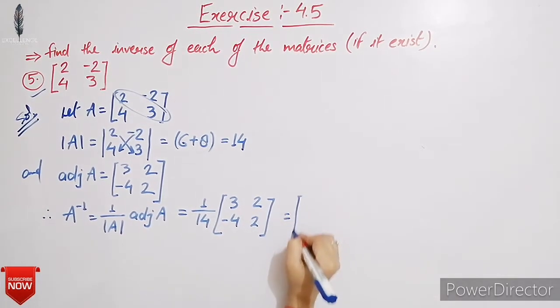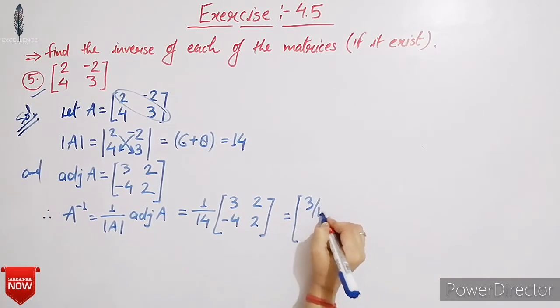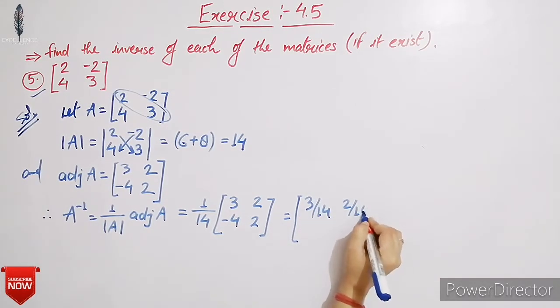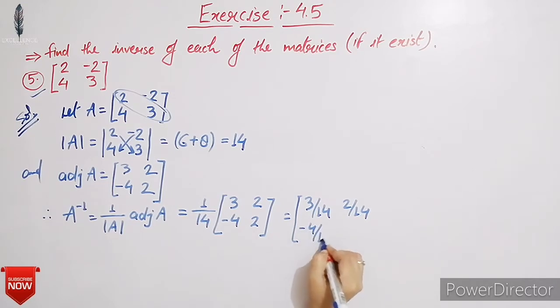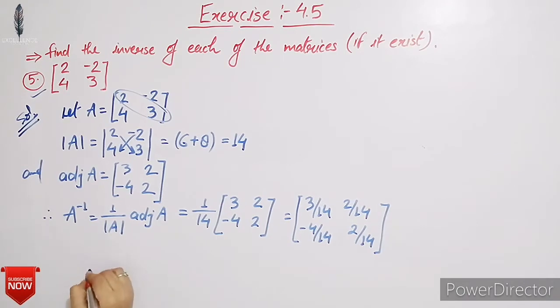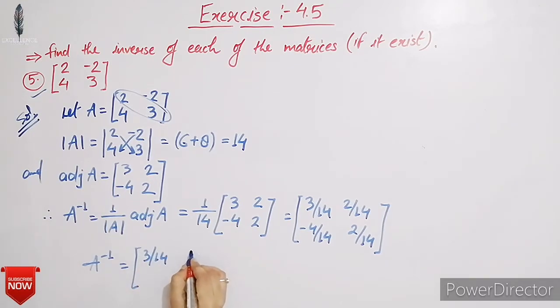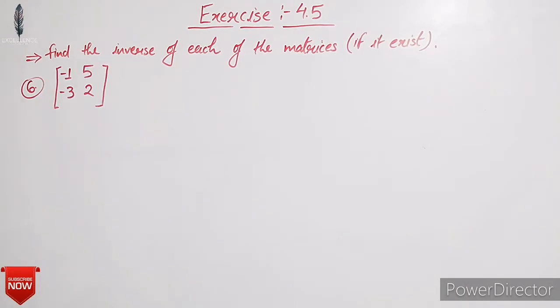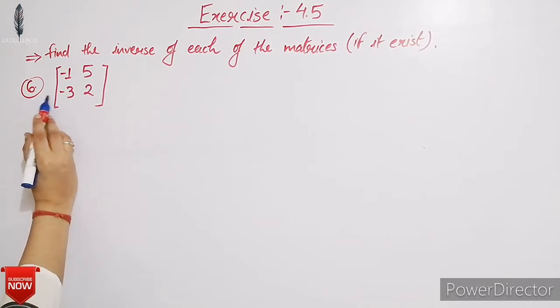On solving we get 3 by 14, here 2 by 14, here -4 by 14 and here 2 by 14. So A inverse is equal to [3/14, 1/7; -2/7, 1/7], which is the inverse of this matrix. Let's see the next question, question number 6.